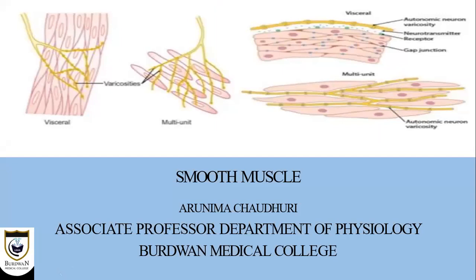Actin and myosin are present and they slide on each other to produce contractile responses. But they are not arranged in regular arrays as seen in skeletal and cardiac muscle. And the striations are as a result absent.